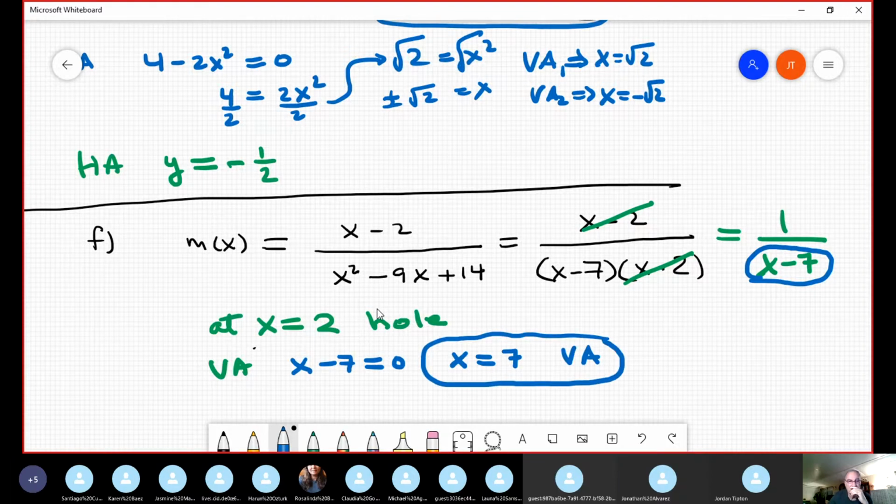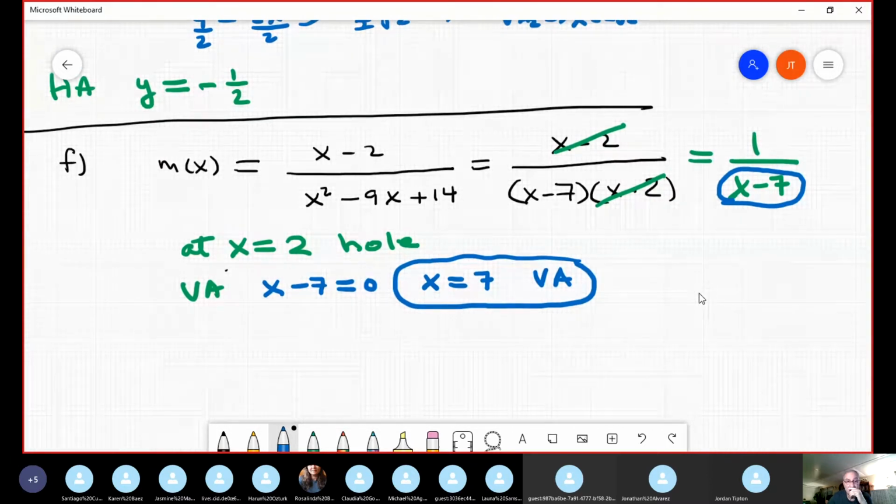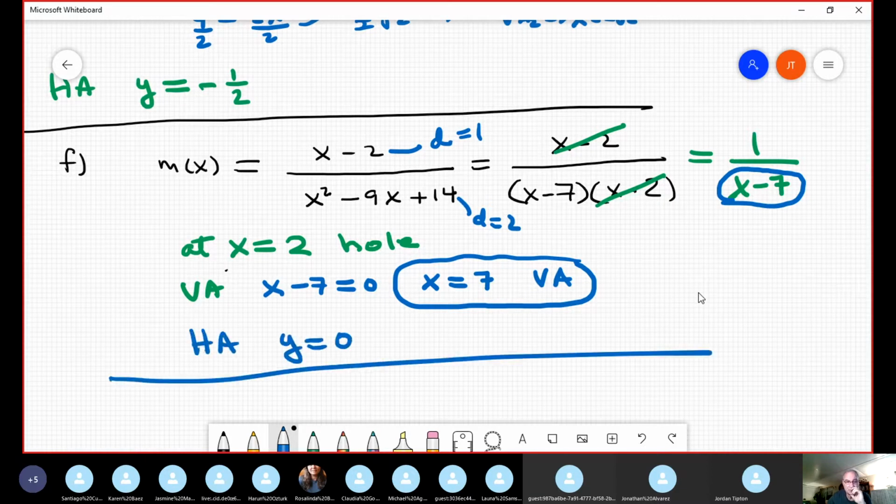What about the horizontal? Do you have one or no? Of course you have. Yeah, y is equal to 0. Exactly. Degree 1, degree 2, the degree of the polynomial in the bottom is higher, therefore it has a horizontal asymptote at y equals 0. End of the story. Any questions? No? Crystal clear? Okay.